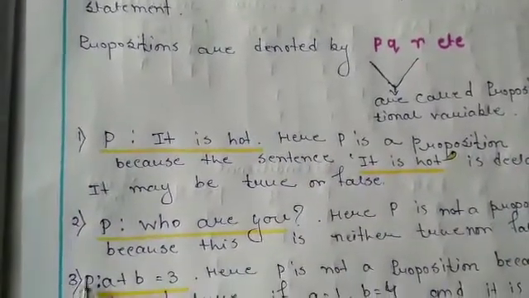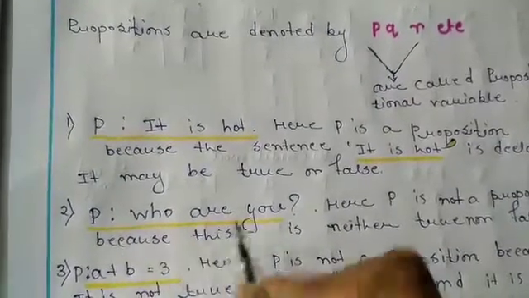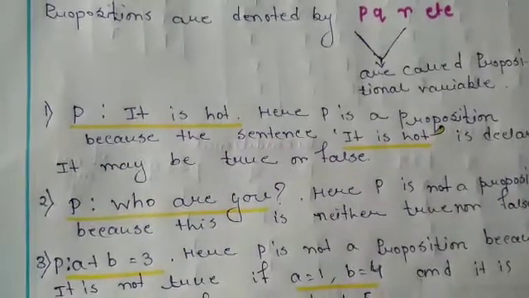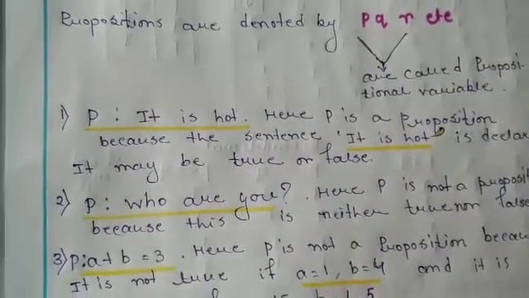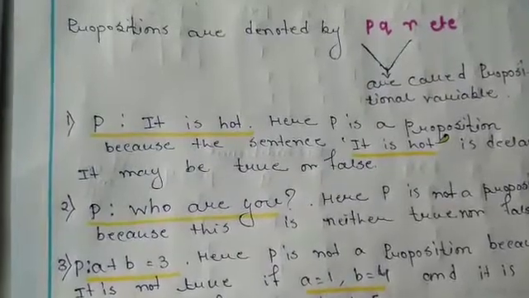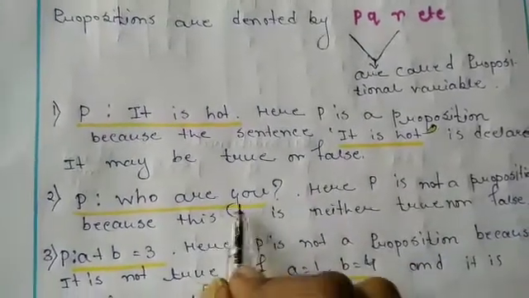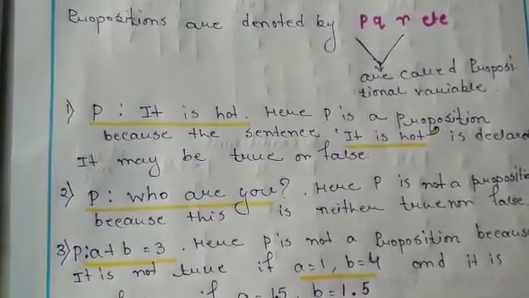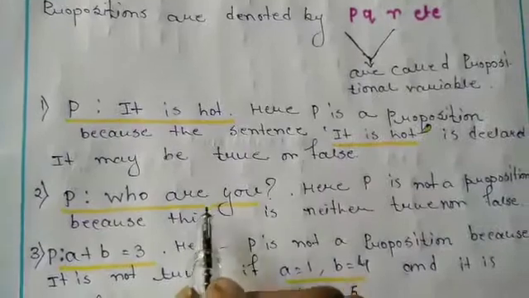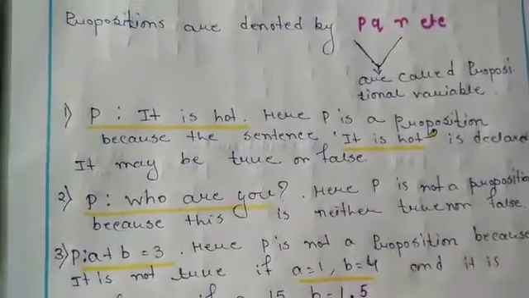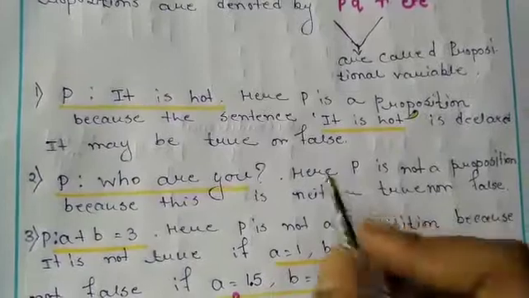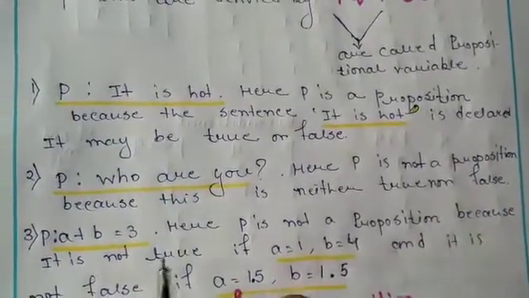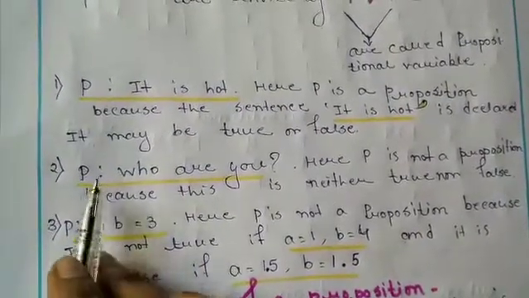Now I'm coming to the second example. Who are you? If I ask you who are you, what will you say? You will definitely say your name, or you will introduce yourself. For this question you cannot answer true or false. You cannot say yes or no. So here P is not a proposition because this is neither true nor false.